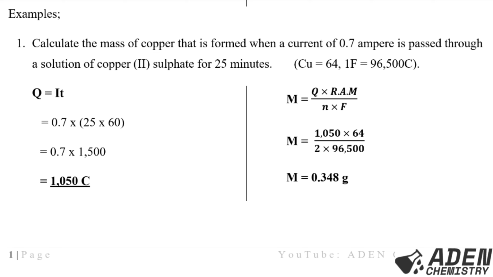Then we come to this formula. Mass will be equal to quantity, and the quantity here we have gotten as 1050, multiplied by RAM. The RAM of copper is 64, it is given in the brackets. That's times 64 divided by N. N is the number of Faradays, in other words, the number of electrons lost or gained. Or we can say N is the value of the charge on the metal.